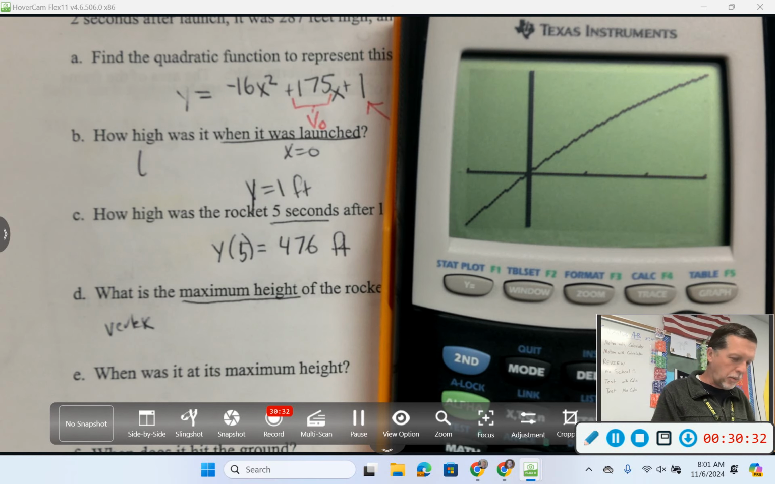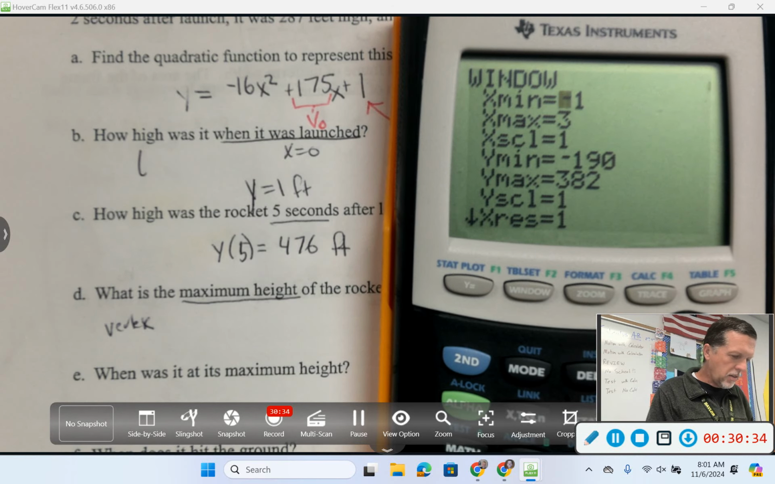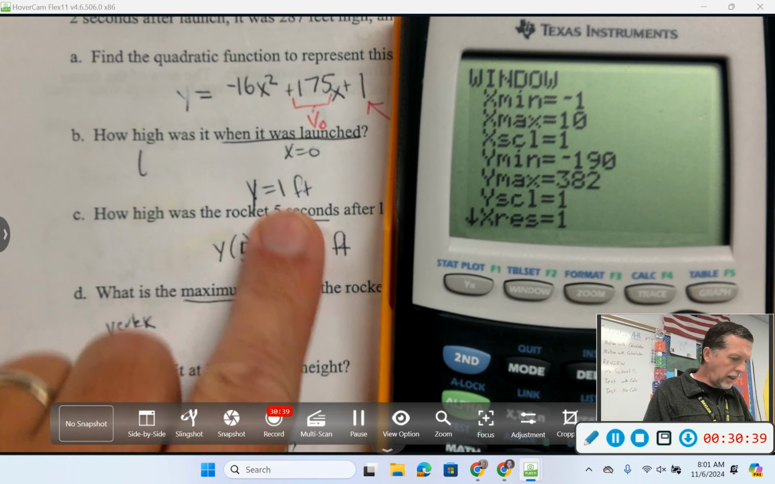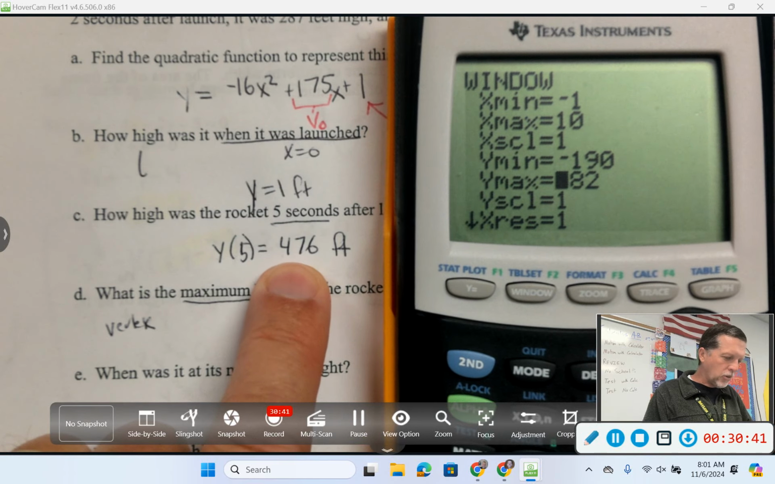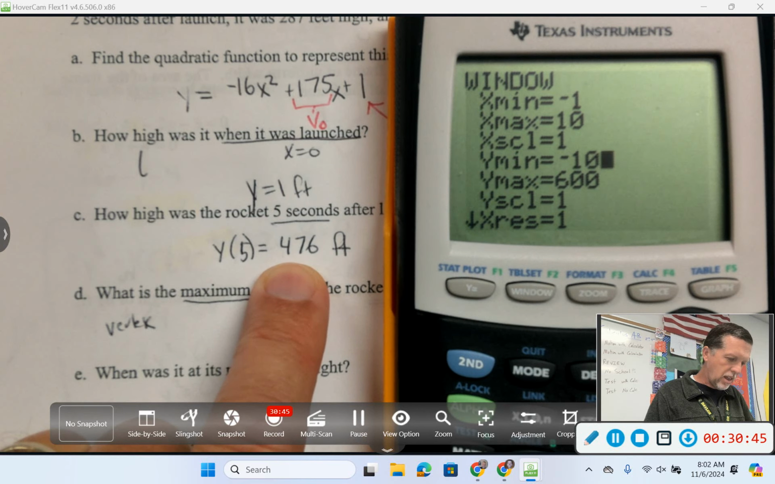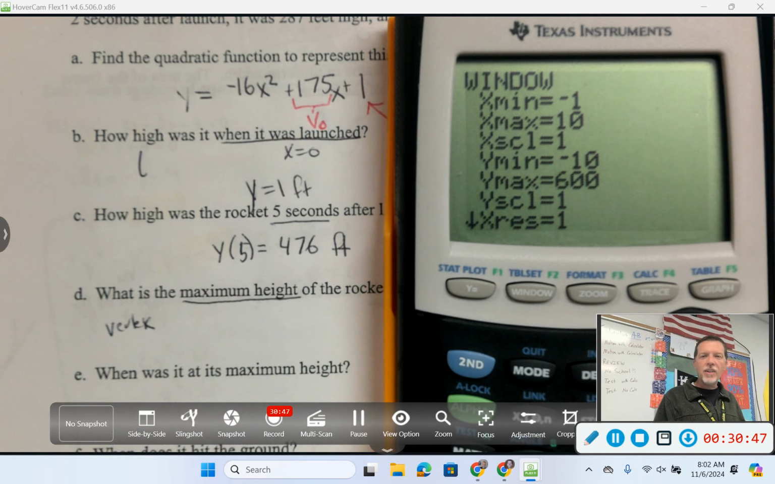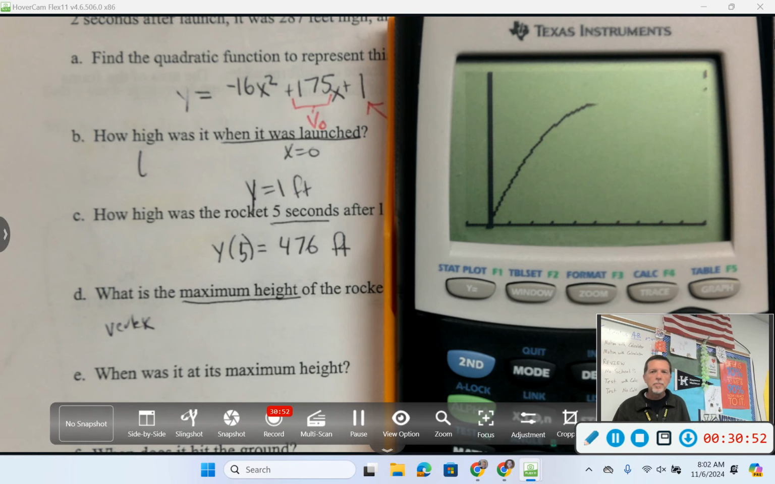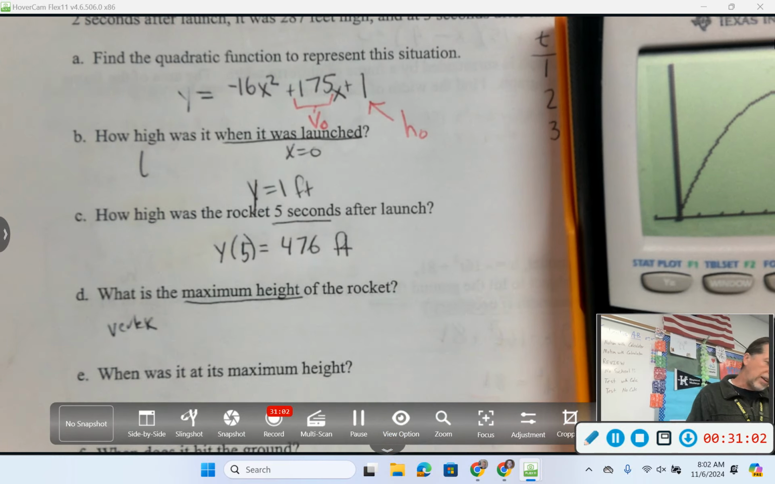Definitely on the X, but probably also on the Y. So X max 3. No, I definitely need to go more than that. I know that at time 5 I'm at 476, so I definitely need to go higher than that. I don't really need any negative Y values because that's like underground. That doesn't make sense. What do we round to? 3 decimals. Wait, we're supposed to get decimals for that? If there are decimals, I don't know.